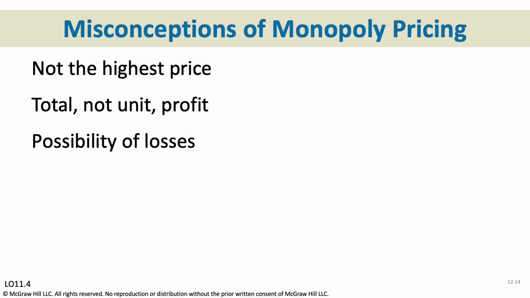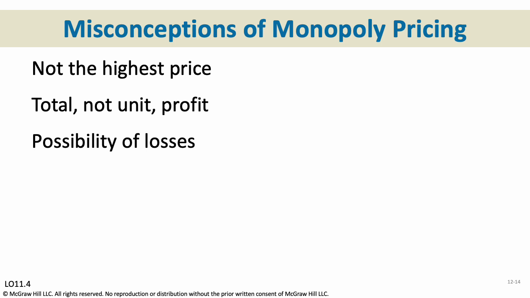So what are misconceptions of monopoly pricing? Number 1, the monopoly will not charge the highest possible price because they wouldn't really be able to sell anything. Just because you have a monopoly doesn't mean the law of supply and demand goes away. So you're not going to charge the highest price because it's going to actually hurt you and not help you. The monopolist is interested in total profit, not per unit profit, because there is no competition. And there's always the possibility that a monopoly can lose. Monopolies can lose money. It's not a guarantee that you are going to make money.